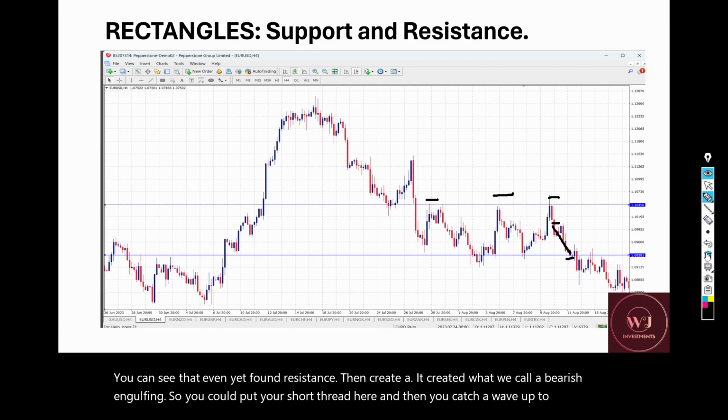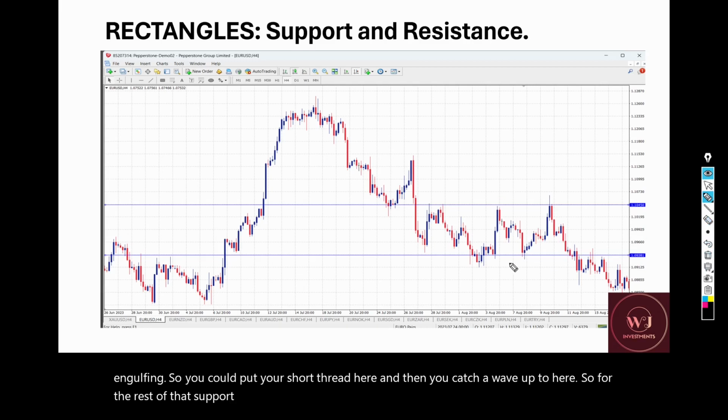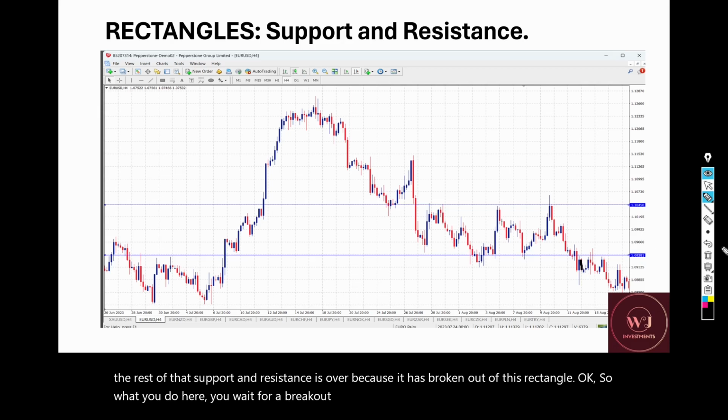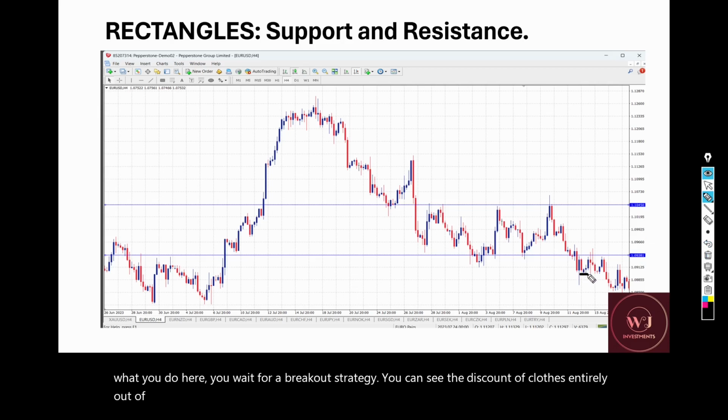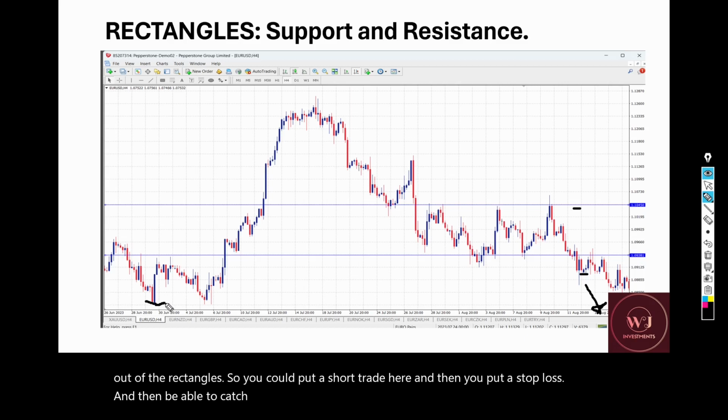So for the rest of that, support and resistance is over because it has broken out of this rectangle. Okay, so what you do here, you wait for a breakout strategy. You can see that this candle closes entirely out of the rectangle, so you could put a short trade here, then you put a stop loss, and then be able to catch a wave down up to this level of support.